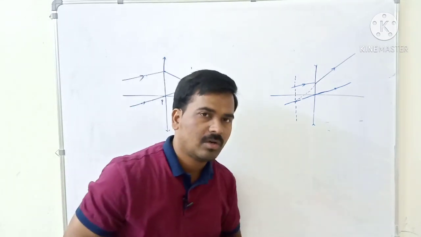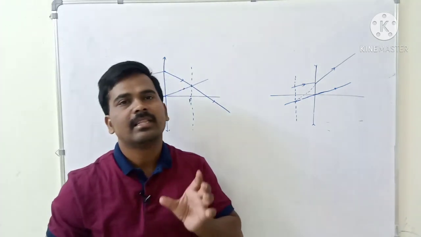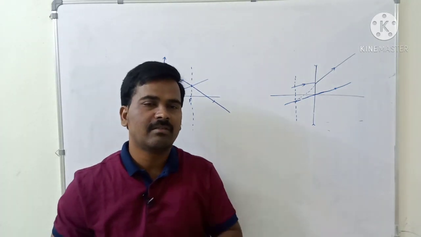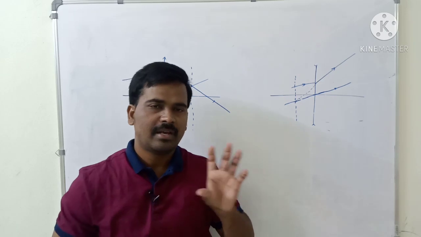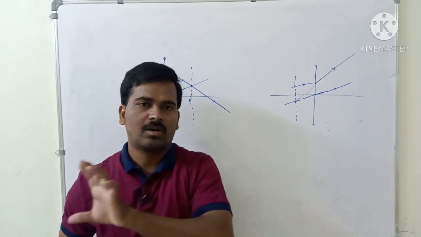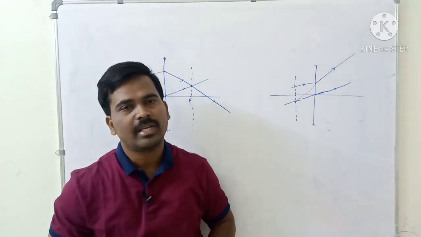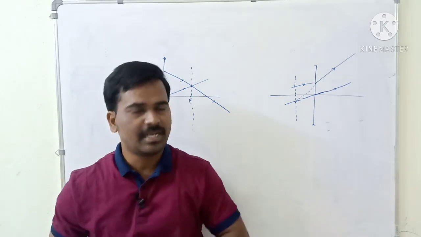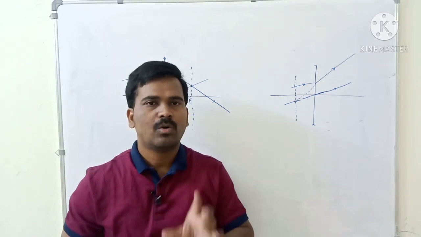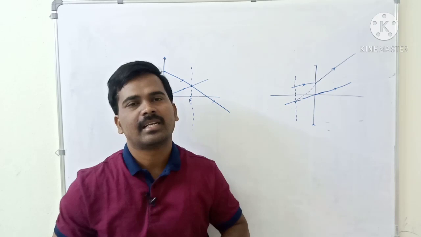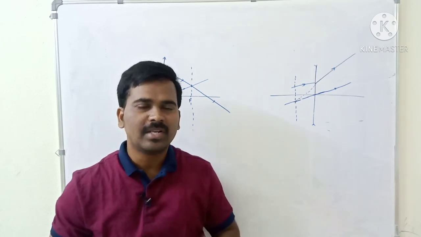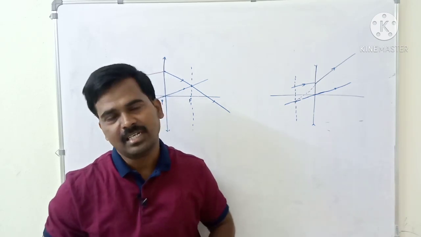So we learned today that the images formed by the concave lens are the same every time, irrespective of the distance of the object kept. We will get only a diminished, virtual and erect image by the concave lens. We will meet in the next class.